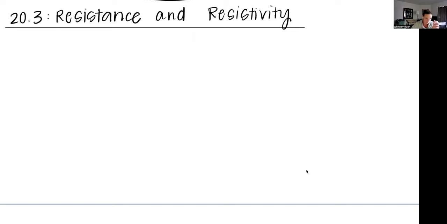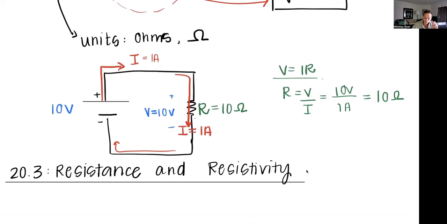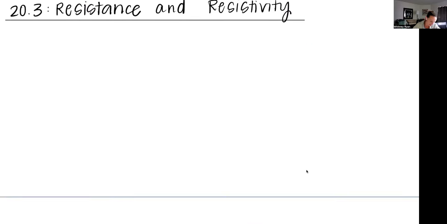So 20.3, resistance and resistivity, is basically a zoomed-in picture of what resistance is and what technically changes resistance. So, properties of resistance.